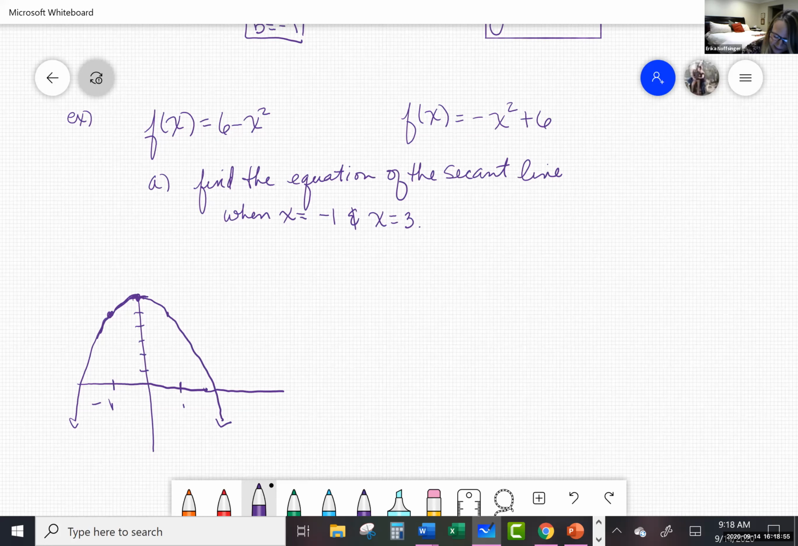So let me just plug these in. f of -1, whenever we saw an x, we get 6 minus -1, and then we're squaring that. Order of operations, so 6 minus -1 quantity squared is 1, which gives 5. So this gave us that point right here at (-1, 5).